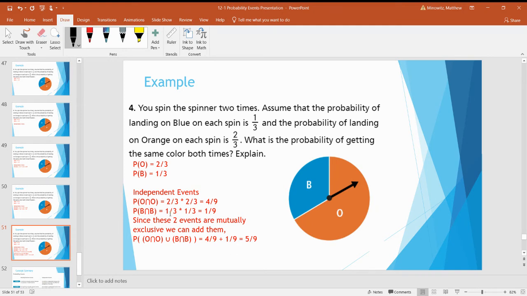So if events are independent, we multiply the probability of each event happening together. If two events can't happen at the same time, that's called mutually exclusive. So we can't have two orange spins and two blue spins at the same time. That's crazy. We can add them together, the union, and that's how we solve this problem. So this is compound probability. Lots of probabilities where we got to think about, do we multiply, do we add, and what are we trying to calculate?